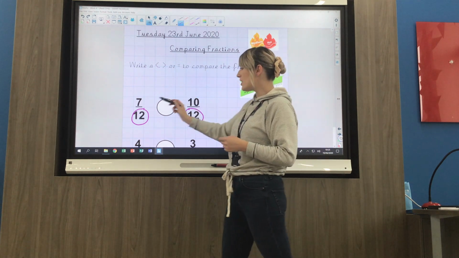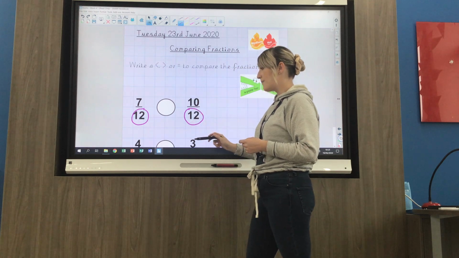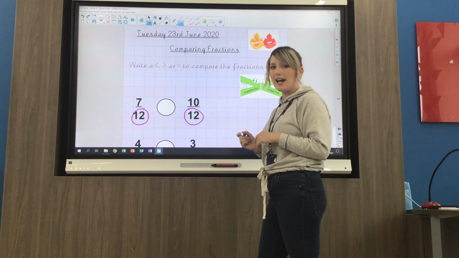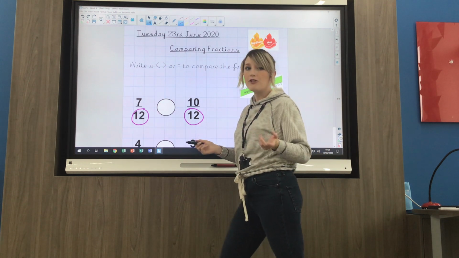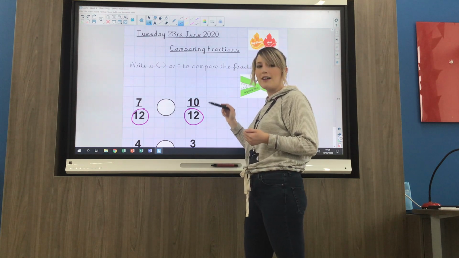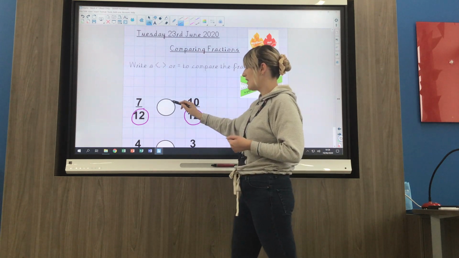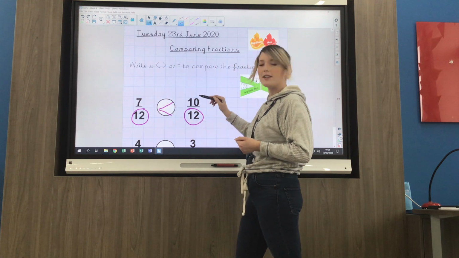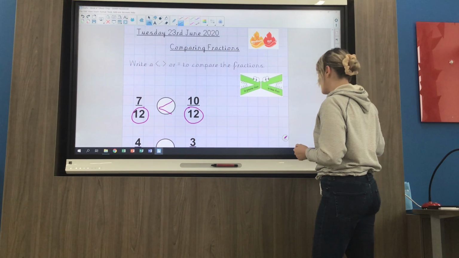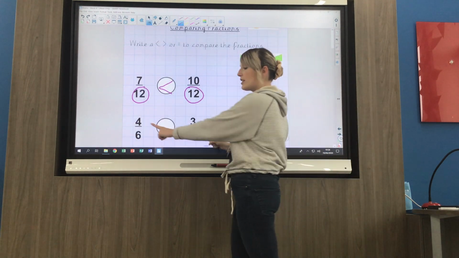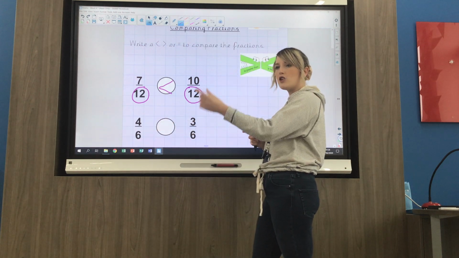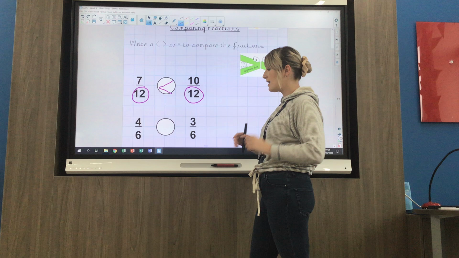So if you imagine that this is a pizza, your pizzas are split into 12 equal slices. You're really hungry, would you prefer 7 out of 12 slices or 10 out of 12 slices? I would definitely prefer 10 twelfths. Okay, so that one would be bigger. So again, when the denominators are the same, so when the bottom numbers are the same, we look at the numerator. And if the numerator is bigger, it means it's the bigger fraction.